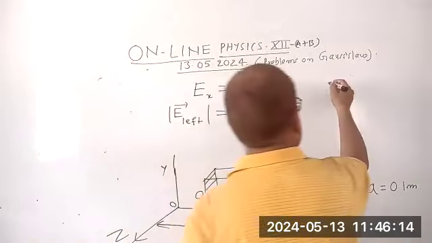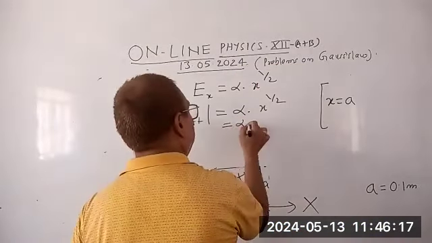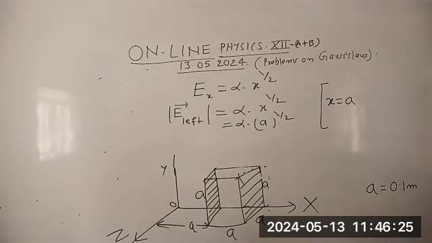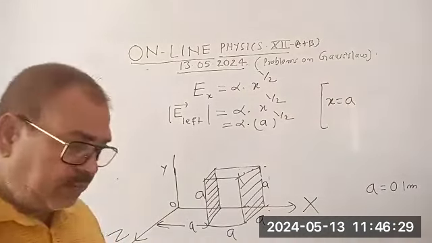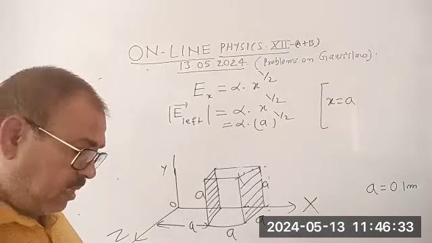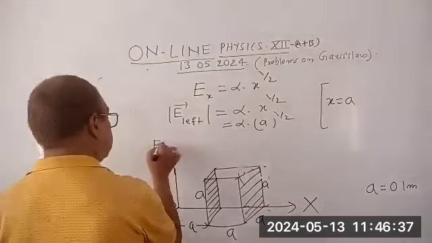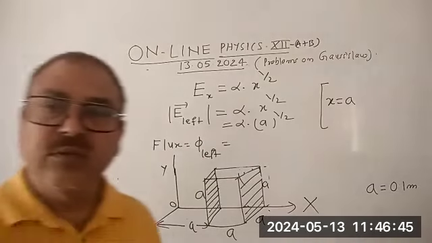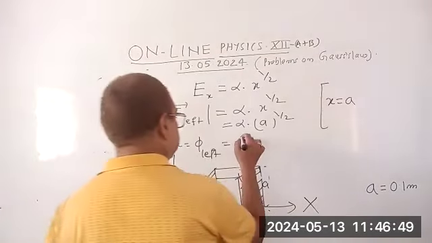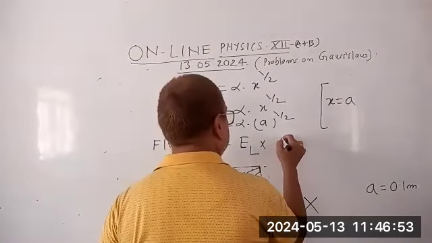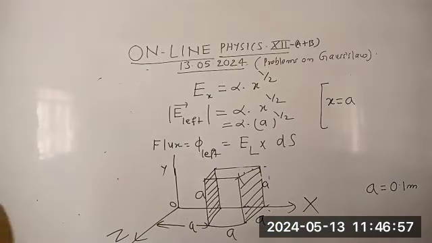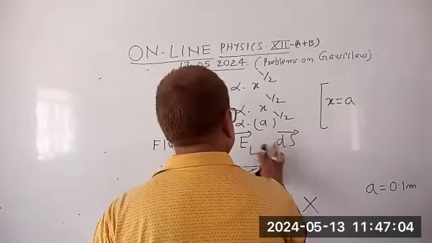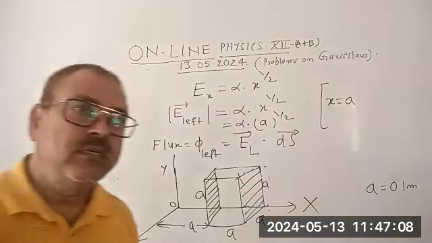But here x is at the distance a. So what will it be? a raised to power 1 by 2. So the field is alpha a raised to power 1 by 2. Now apply the formula of flux. Flux is field times area: the left flux plus the right flux, the field into area, the dot product of E and area vector, E dot dA.